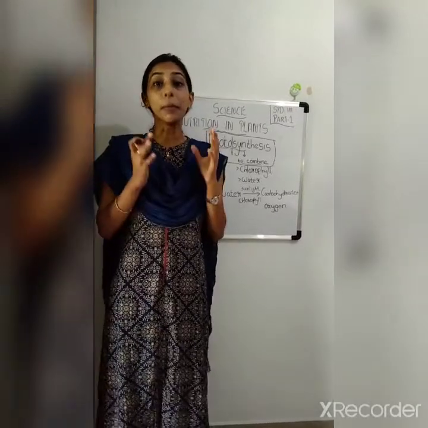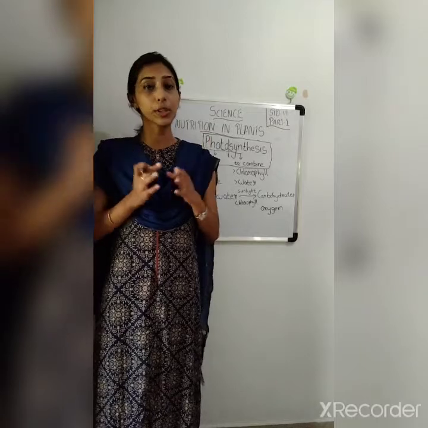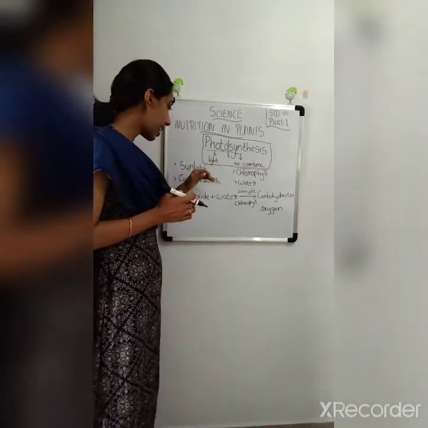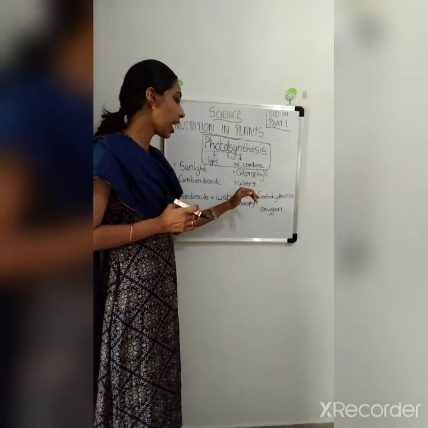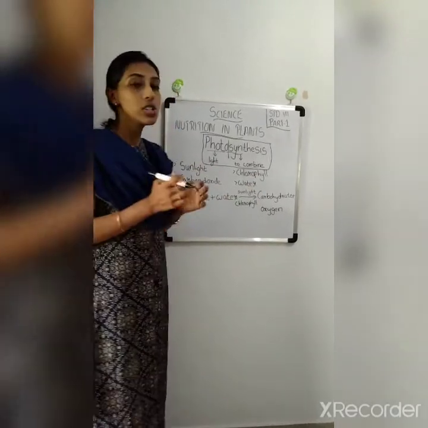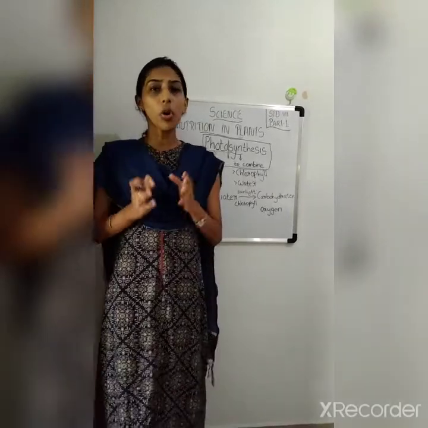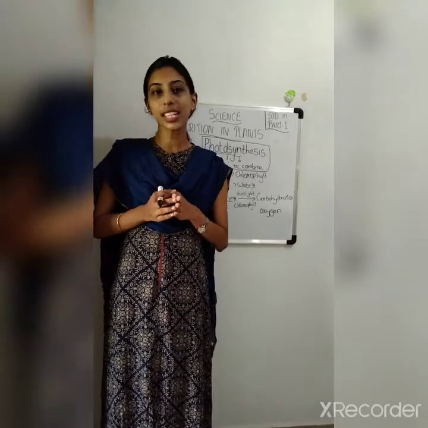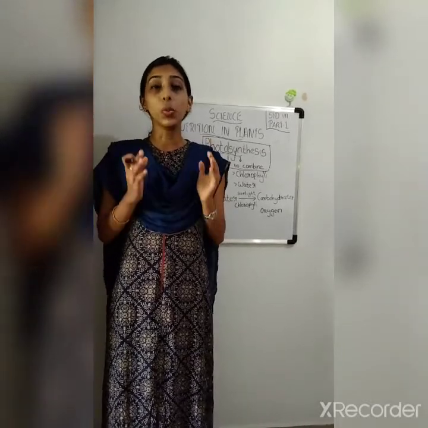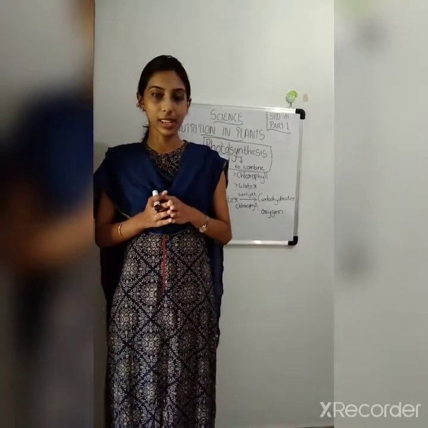Now let's see the materials that are required for photosynthesis to take place: sunlight, carbon dioxide, chlorophyll and water. First, let's see about sunlight. We all know that the sun is the ultimate source of energy, isn't it? Sunlight is very essential for photosynthesis to take place.